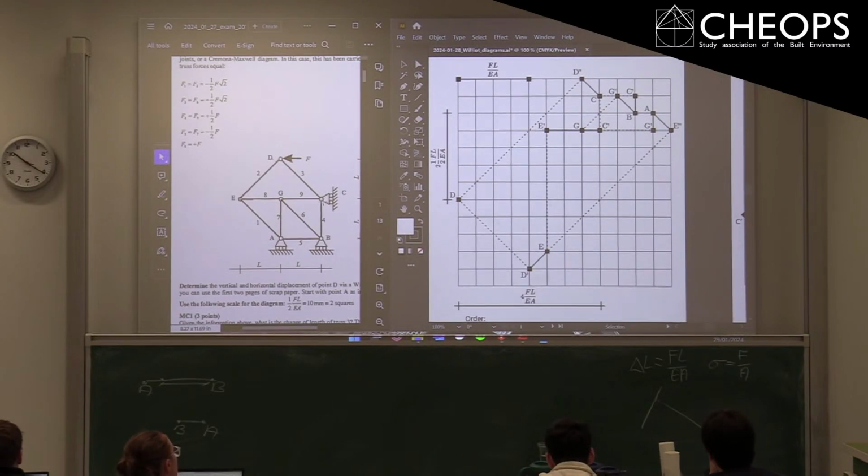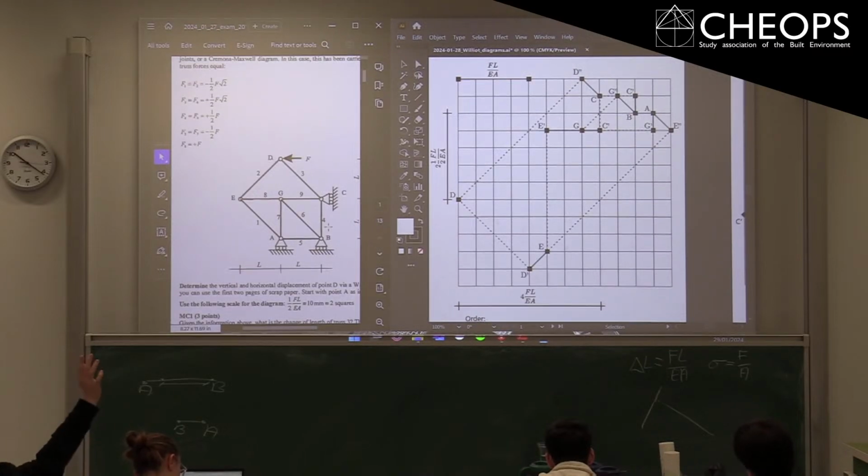You cannot do this with C for the vertical displacement because it's vertically not restrained, right? C can move vertically. But then you can choose A and B, of course. So then you just look with respect to A and B at the vertical displacement of D. And that's basically how you go through all of these exercises. Are these steps for the first type of Williot diagram clear for everybody?